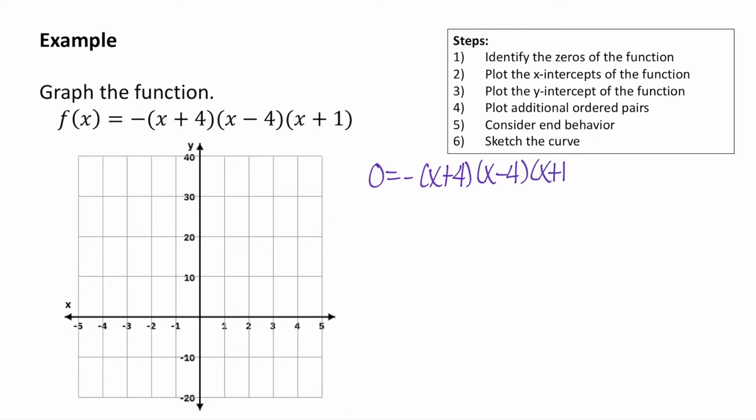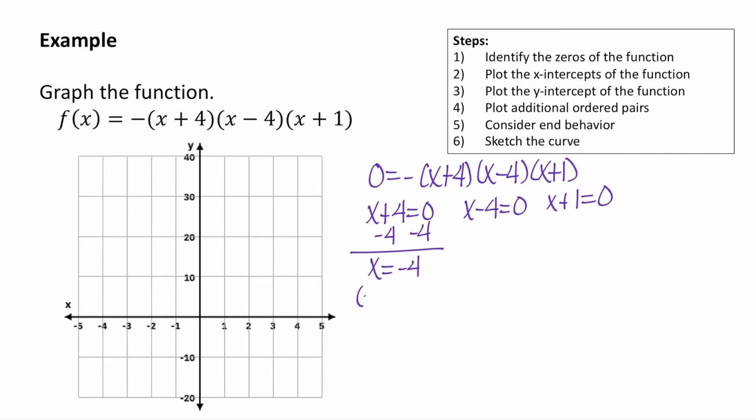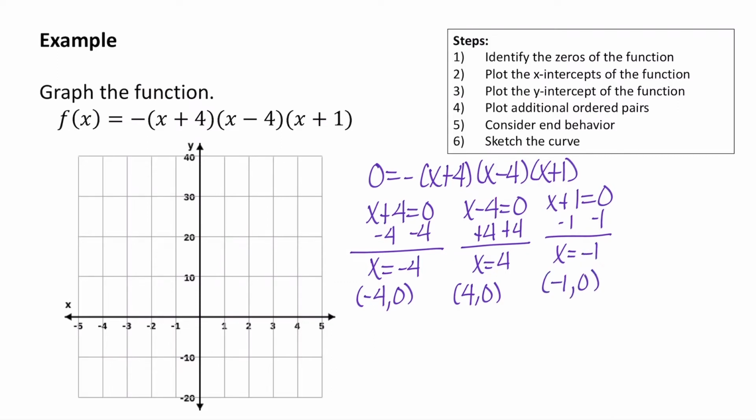So when we do that, we have x + 4 = 0, x - 4 = 0, and x + 1 = 0. We can solve the first equation by subtracting 4 from both sides. So we have x = -4, which means I have an x-intercept at (-4, 0). We can add 4 to both sides of the second equation, which gives us x = 4. So I have an x-intercept at (4, 0). And then here we can subtract 1 from both sides, which means we have an x-intercept at (-1, 0). So let's go ahead and plot those 3 points because that is some very useful information that we just found.